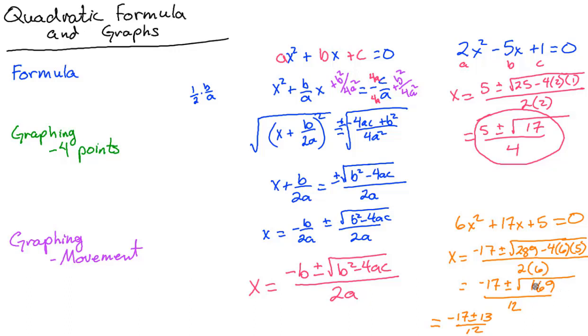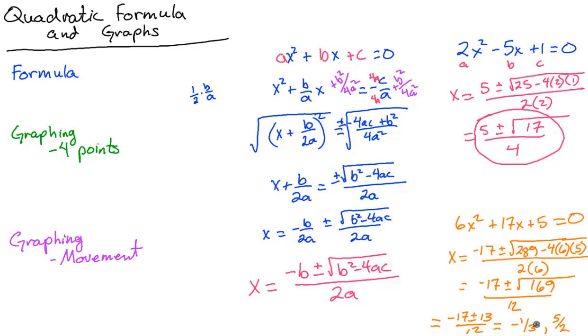Oh my word. Sometimes you'll simplify down and get imaginary numbers, like we had with the square root of 59 with an i. Sometimes you'll get irrational ones. And sometimes you'll get perfectly fine rational numbers. Negative 17 plus 13 is negative 4 over 12, which is negative 1/3. And negative 17 minus 13 is negative 30 divided by 12, which looks like negative 5/2.